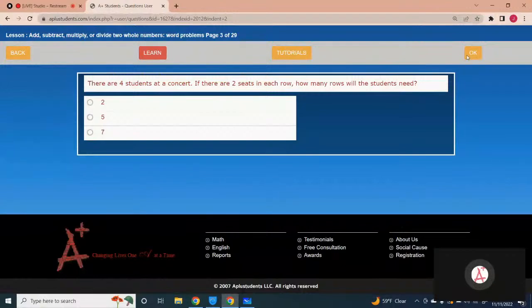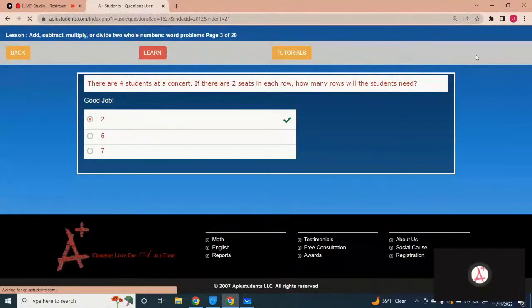Four divided by 2 is 2, because 2 times 2 is 4. So 2 is the correct option. Just select the correct option and click on the OK button.